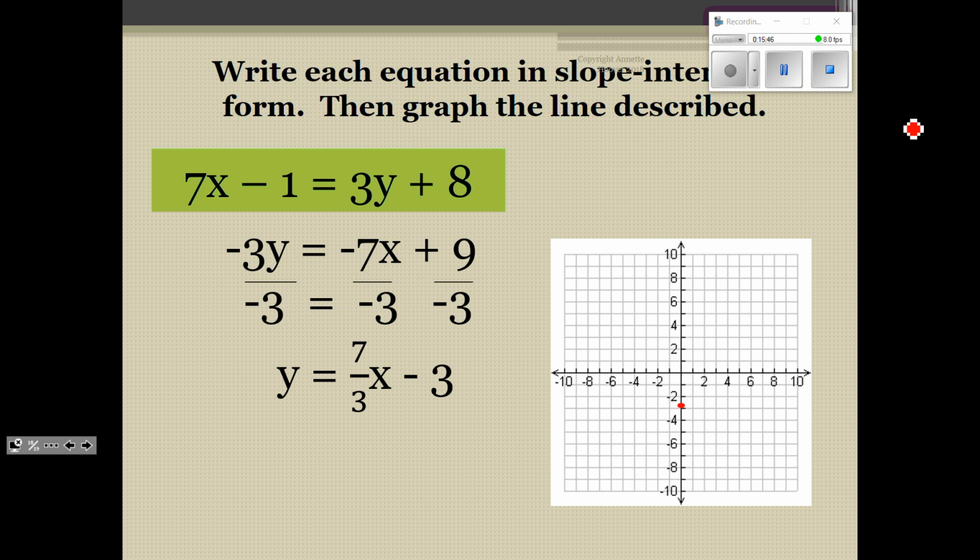Okay, we start with our -3. We have a slope of rise of 7, run of 3, +3, so we go to the right, and we have our line.